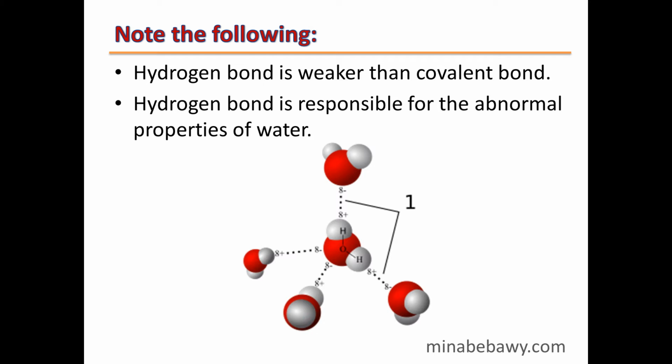We will see that the boiling point of water is 100 degrees Celsius and its freezing point is 0. This is a very large range. The reason for this abnormal property is the presence of hydrogen bonds.